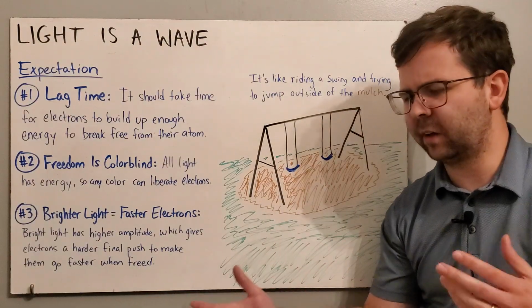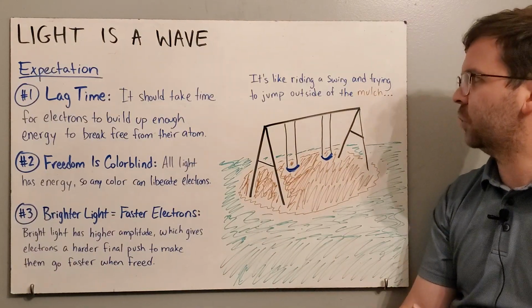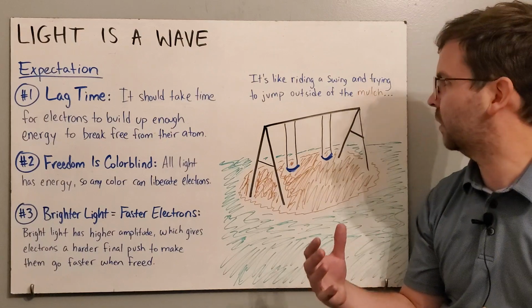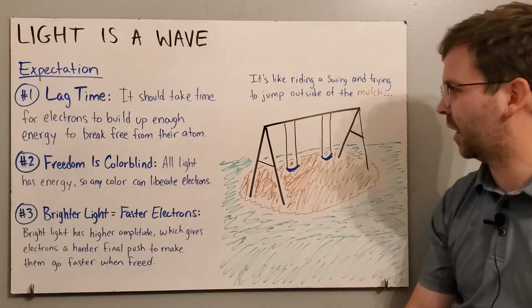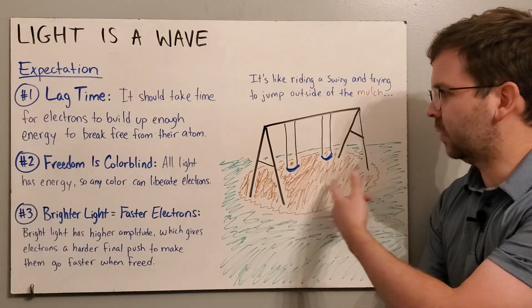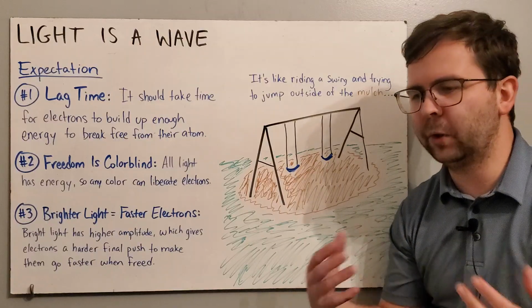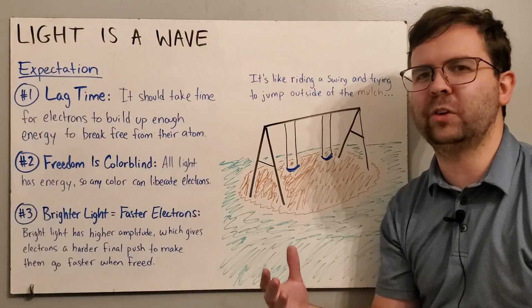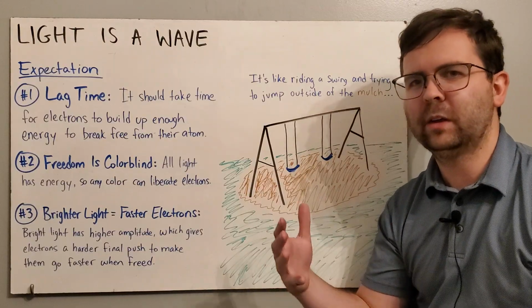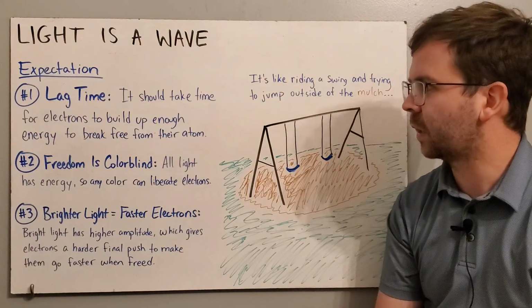A good way to imagine this is it's kind of like riding a swing and trying to jump outside of the mulch around the swing set. I don't know if you ever try to do this. I do this all the time, right? So if you're riding on a swing surrounded by mulch and you're trying to jump outside of that, you're going to have to build up enough speed. It's going to take you some time to build up enough energy as you're swinging back and forth to finally have enough height to jump clear of the mulch.